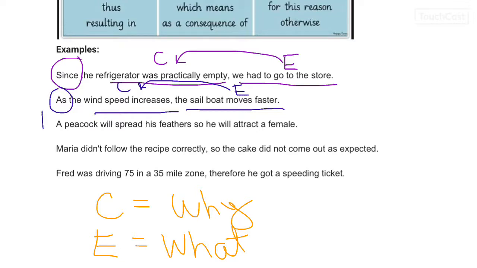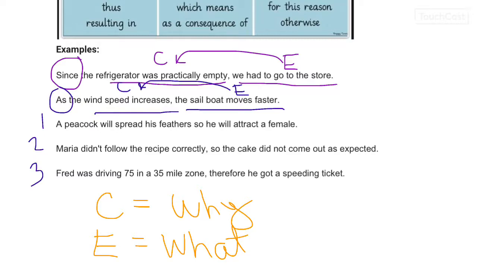So I'd like you to try 1, 2, and 3. I'd like you to pause the video, see if you can label the cause and effect, and find the keyword that lets us know it's a cause and effect relationship. All right, let's look at number 1. Let's see how you did.